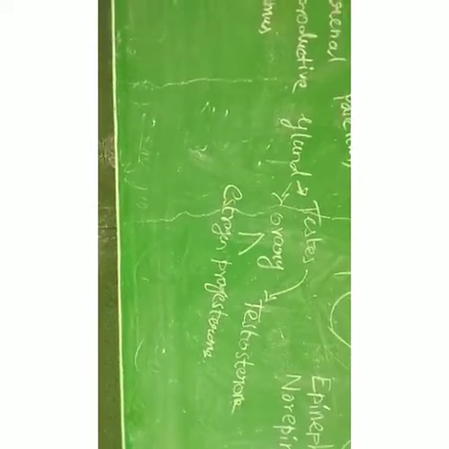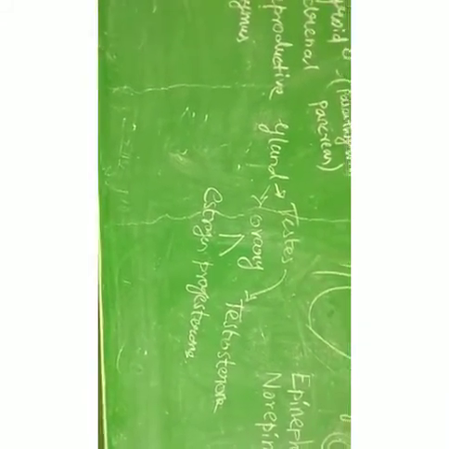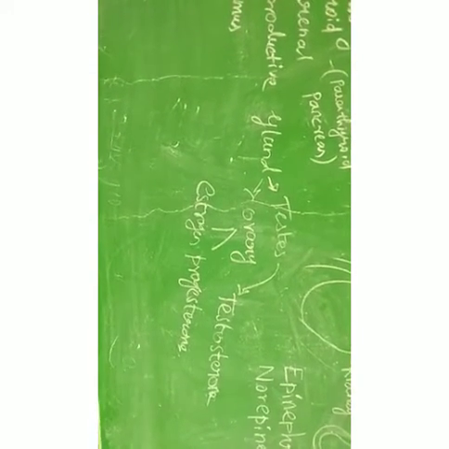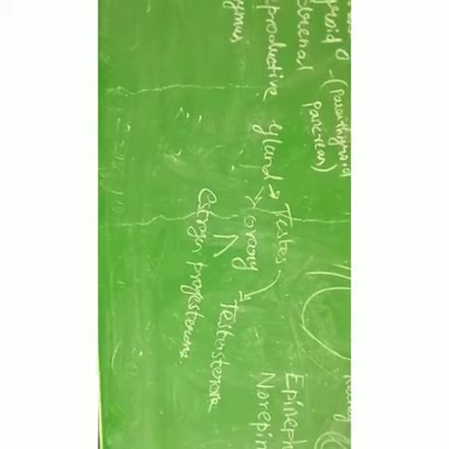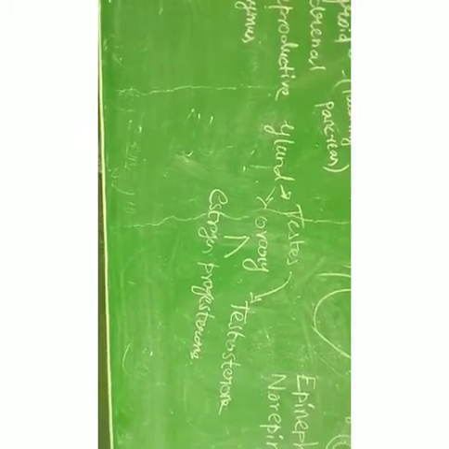So in the reproductive gland, two gonads are present, testes and ovary. The testes are located in a male and produce the hormone called testosterone. In a female, it is the ovary, which produces two hormones called estrogen and progesterone.